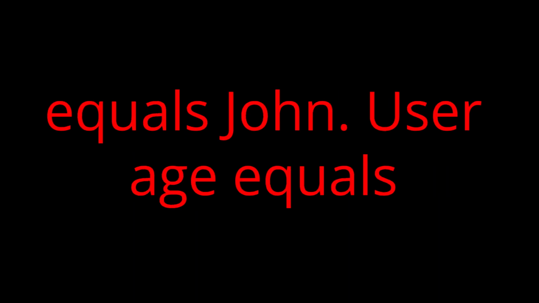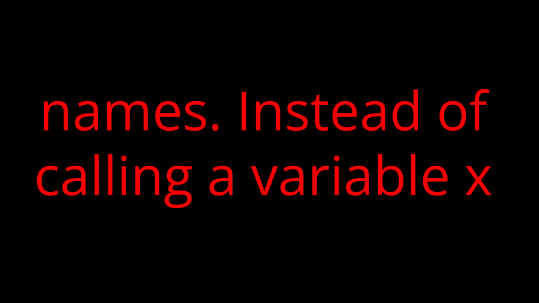Here are some valid examples in Python. user_name = "John", user_age = 25, _country = "USA". And here are some invalid ones. 2name = "Bob", invalid, starts with a number. user-name = "Eve", invalid, hyphen is not allowed. Use meaningful names. Instead of calling a variable x or y, try using names like user_email or price_total. It helps you and others understand your code better.